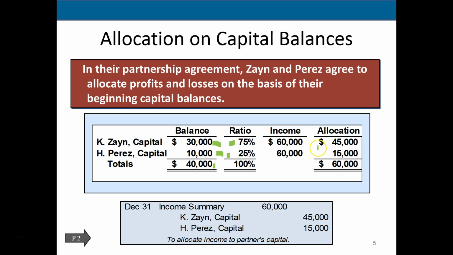The 60 times the 75% would give us the 45. The 60 times the 25% would give us the 15. We can allocate in proportion to the capital balances. So that would be another way to allocate.